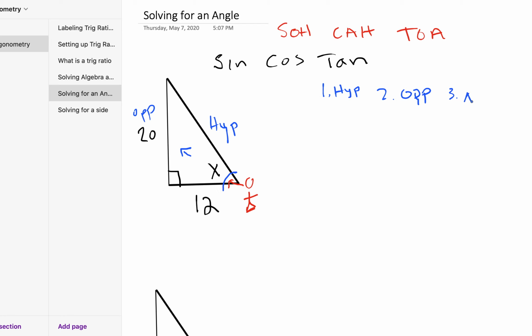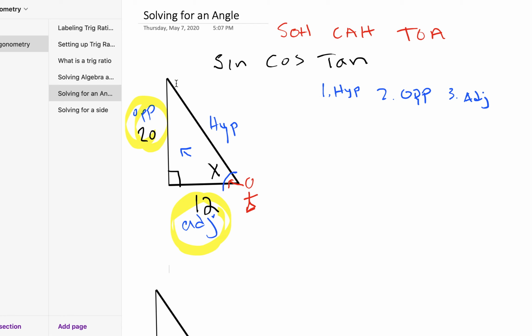And the third one is adjacent. Adjacent means next to. It's the side here next to the reference angle, but not the hypotenuse. The hypotenuse will always have that same name. The other two sides can change depending on where your reference angle is, or where you're standing, you could say. So what we look at so far is when we labeled it, the adjacent, the leftover one, we have the number 20 used, and we have the number 12 used, and we have no other number for the hypotenuse.